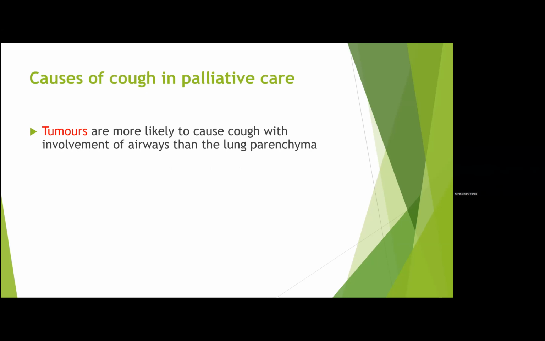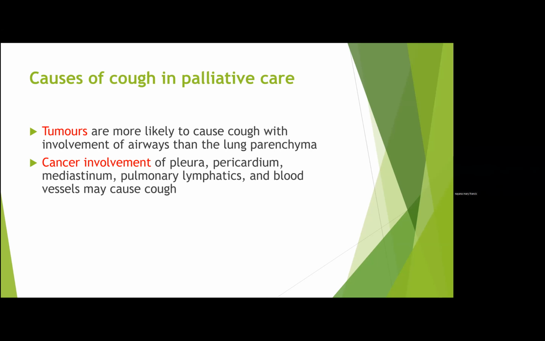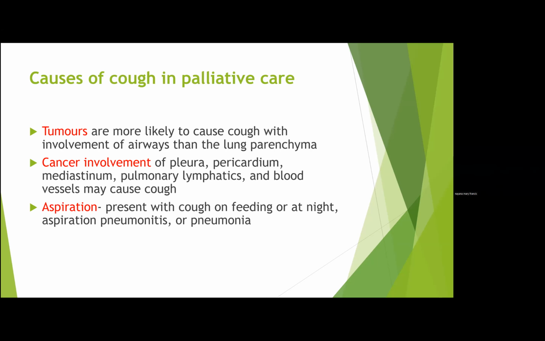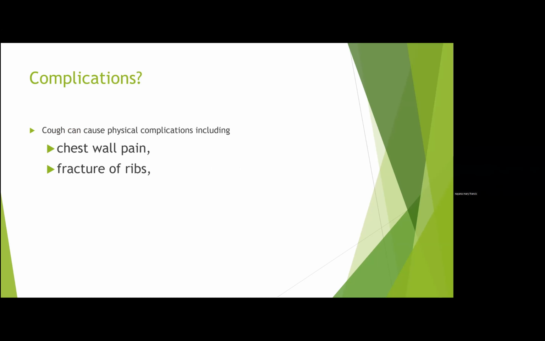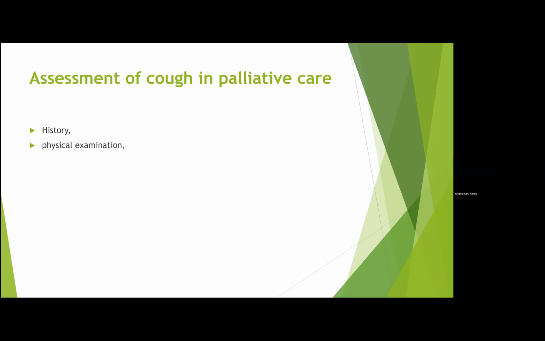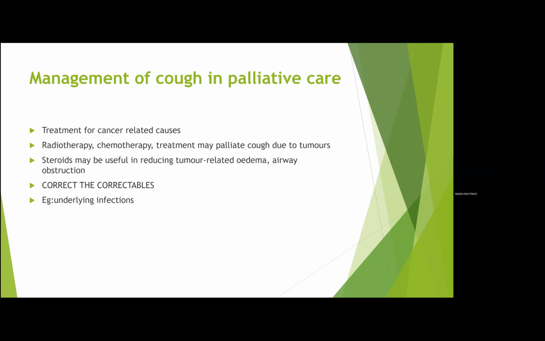So causes of cough is tumor. It is also very common when it causes involvement of airways. Then cancer involvement causing pleura and pericardium irritation. All these can cause aspiration. And complication is continuous coughing can cause chest wall pain. It is very common here. Fracture of rib, urinary incontinence, sweating, exhaustion, disturbance of sleep, and all. Assessment is the same here also.